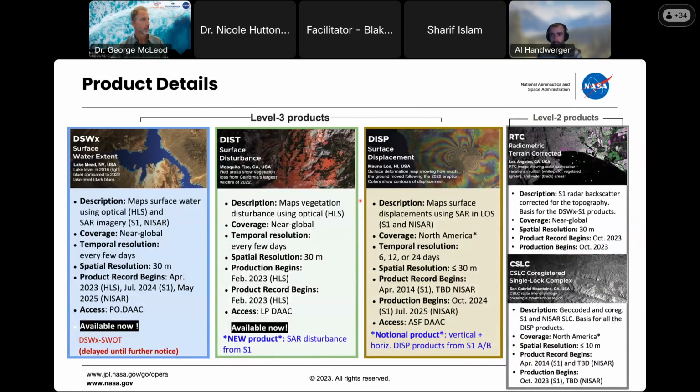And now I'll spend some time going through the details of these products. So again, the three products that Opera was funded to create are the surface water extent, surface disturbance, and surface displacement. In NASA lingo, these are what are known as level 3 products. This simply means that they're ready for analysis. So they're already derived from the satellite data that they came from in a usable format that has a classification already attached to it. Along the way, we actually have to create level 2 products, and these products we're also providing because they're useful for other applications.